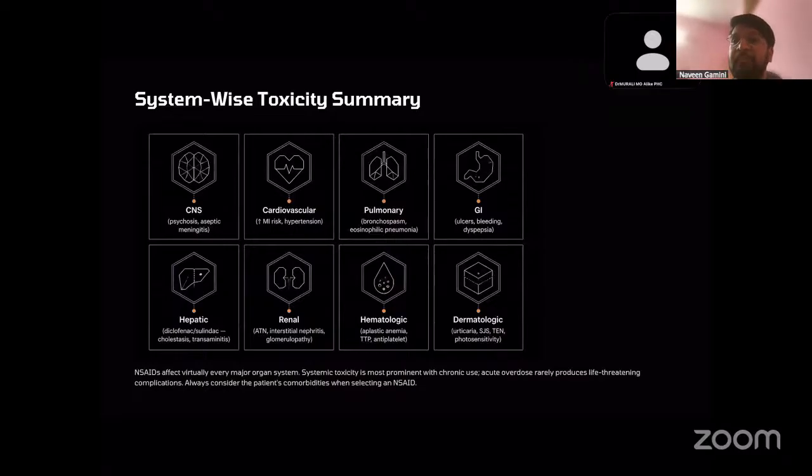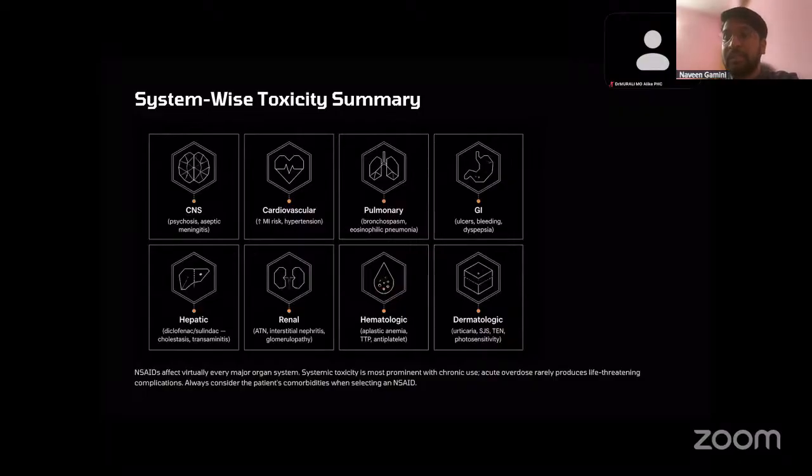Most important in CNS is the psychosis of indomethacin and NSAID-induced aseptic meningitis. Regarding the cardiovascular system, the increased MI risk and hypertension. Regarding the pulmonary system, bronchospasm. Regarding GI, it causes ulcer, bleeding, and dyspepsia. And hepatic, we understood that diclofenac is one of the most common notorious agents, because it's metabolized by hepatic metabolism, it can cause cholestasis and raised transaminases.